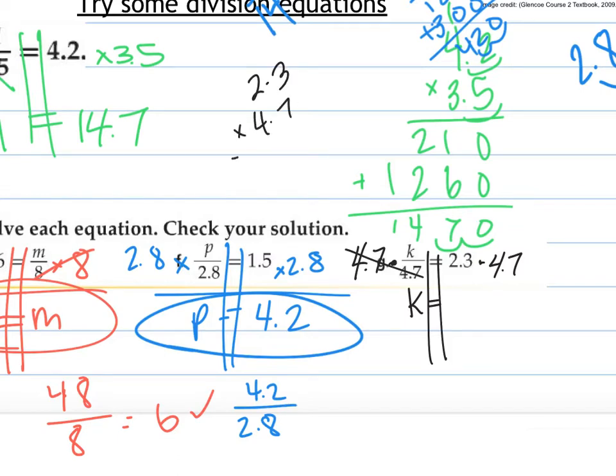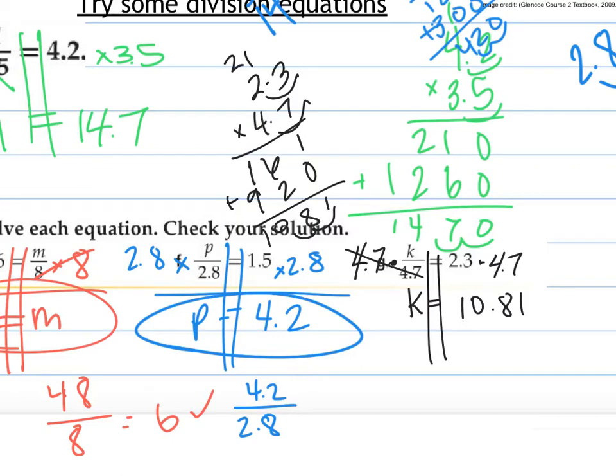Okay, do our long multiplication here. 7 times 3 is 21. 14, 15, 16. 4 times 3 is 12. 8 plus 1 is 9. 1, 8, 10. 1, 2 decimal places, 1, 2. So k equals 10.81.